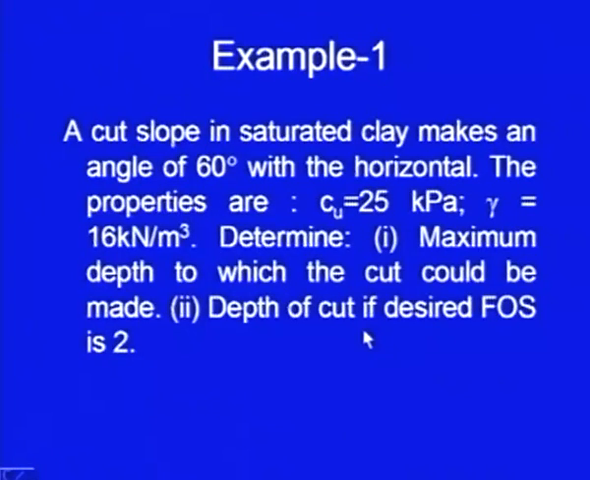Let us solve an example here. It is given that a cut slope in saturated clay makes an angle of 60 degree with the horizontal. The properties of the clay are Cu given as 25 kPa, kPa means kilonewton per meter square, gamma is 16 kilonewton per meter cube. We have to determine the maximum depth to which the cut could be made, the critical depth, and secondly the depth of the cut if we need to have a factor of safety of 2.